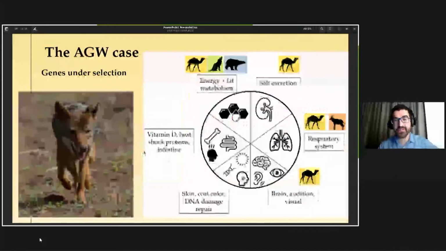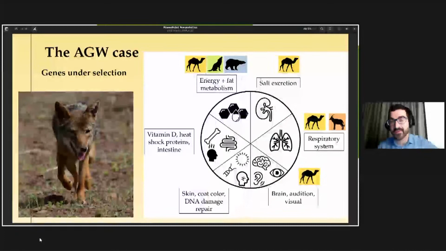And those genes are involved in a number of adaptations to the desert, such as energy and fat metabolism. For example, it makes sense when an animal is spending a long time in the desert without any source of food, or reabsorption of water in the kidneys, heat shock proteins, DNA damage repair, protection against melanoma, and so on and so forth. So we could say safely that this animal is adapted to the desert. And this is something that we discovered using a number of statistics to detect selection.